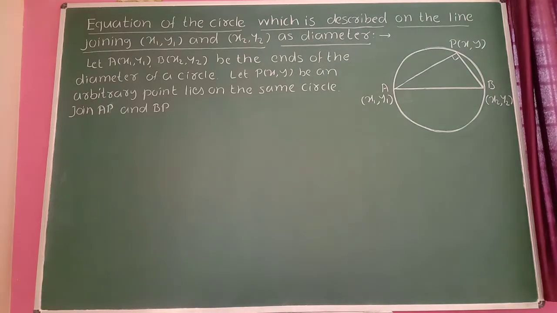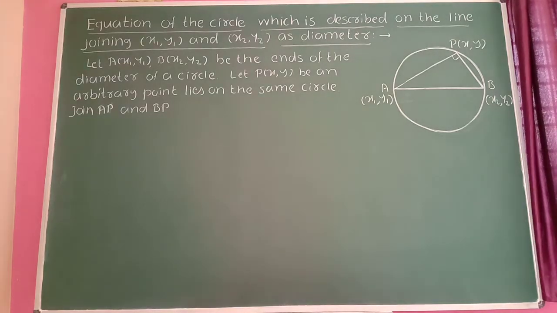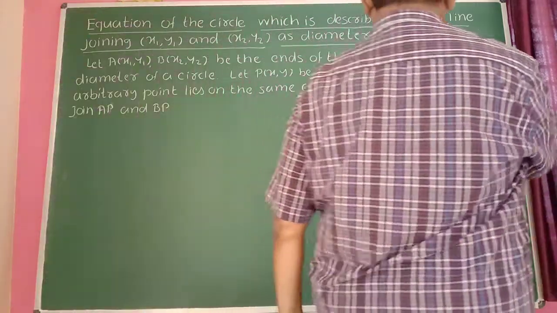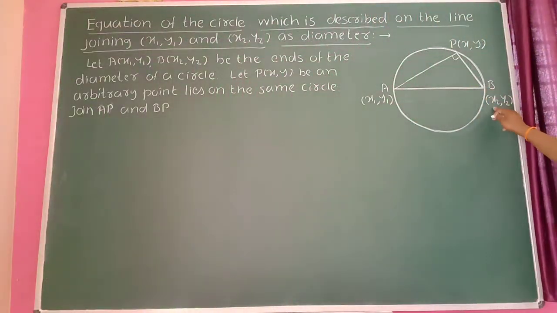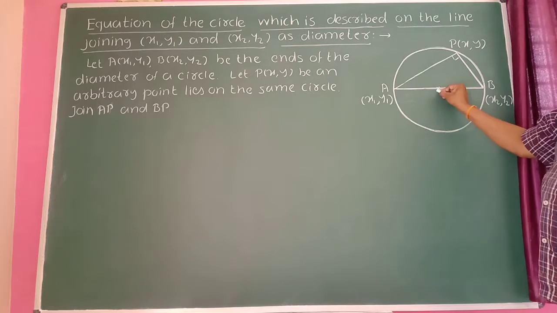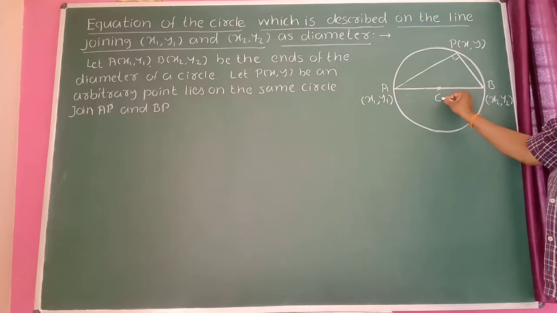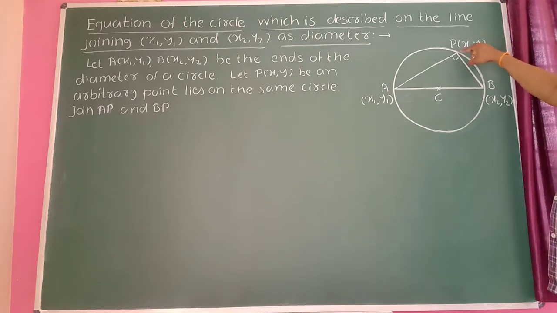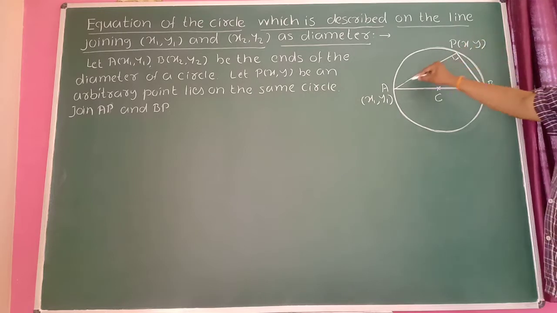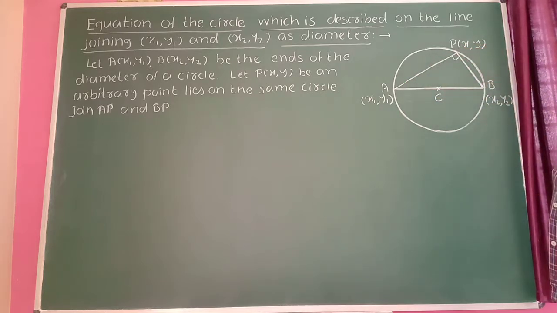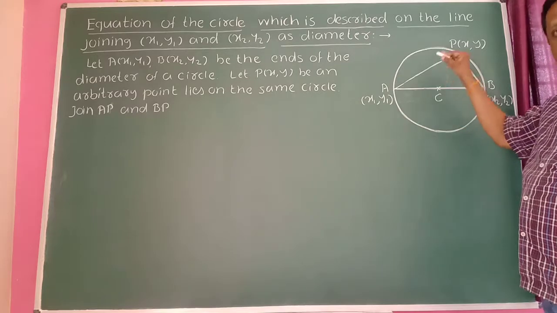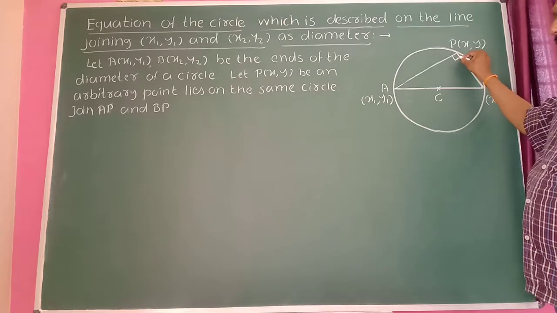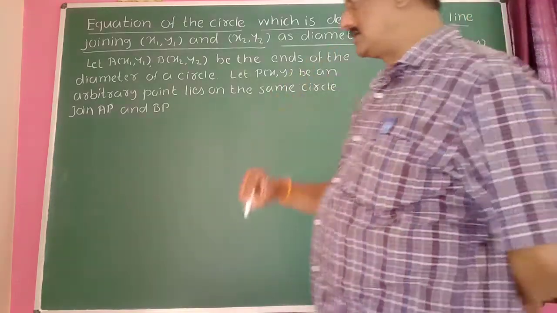So the equation of the circle which is described on the line joining (x1, y1) and (x2, y2) as a diameter. So here A(x1, y1) and B(x2, y2) are the ends of the diameter. A diameter always passes through the center of the circle. And P(x, y) is any arbitrary point on the same circle. Then AP as well as BP. And you know that in a semicircle, this angle is always 90 degrees. This is a property of a circle.